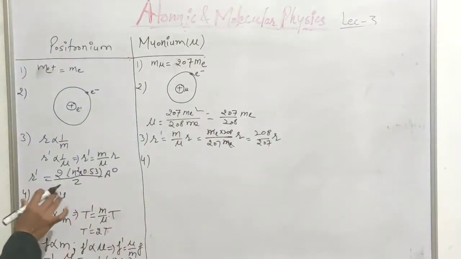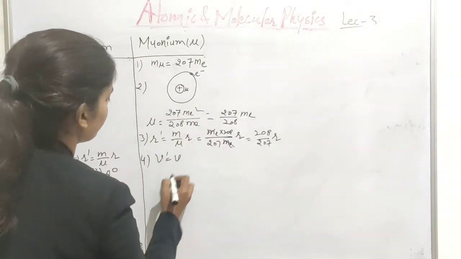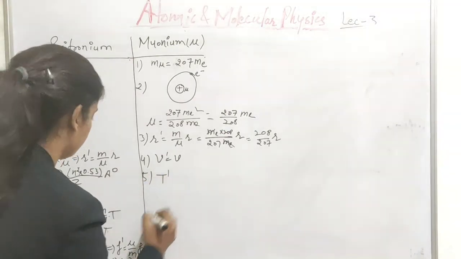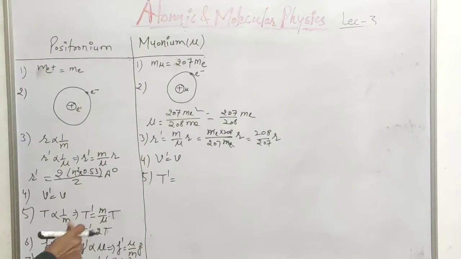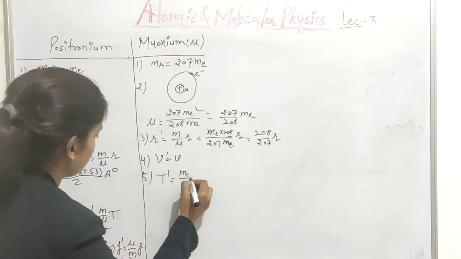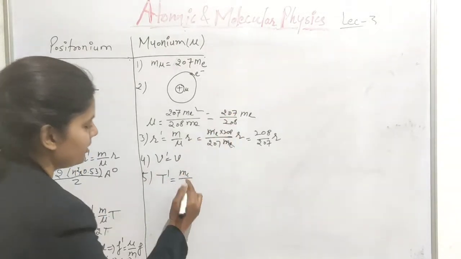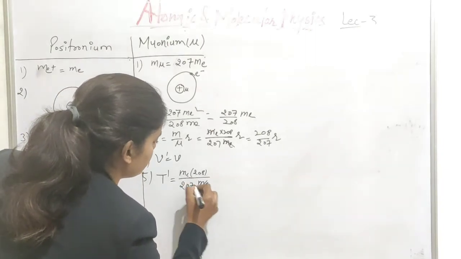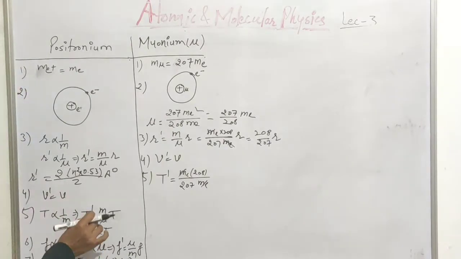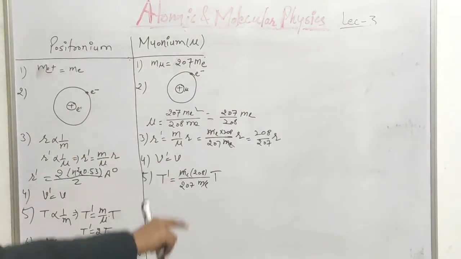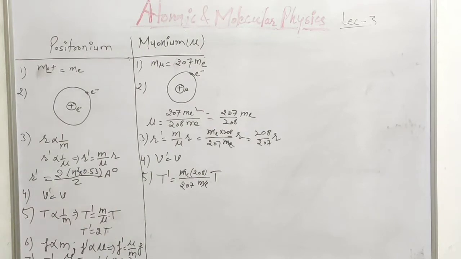Next we will see the effect on velocity. There is no effect on velocity. Next we will see on time period. So what will be the effect on time period? Time period will be m over mu. So in case here mass of electron over reduced mass is 207 over 208, in this manner, m over mu into its original time period. So this is the dependency on time period. On radius and time period dependency is same. In same manner they will follow the sequence.